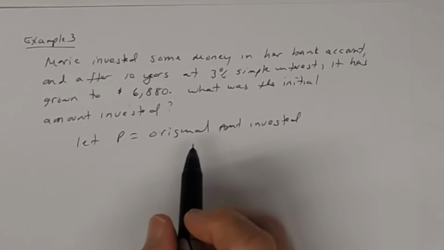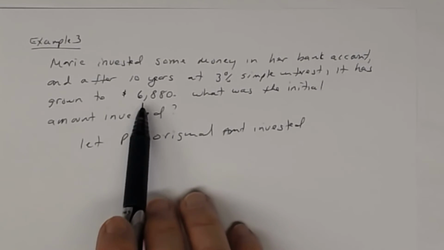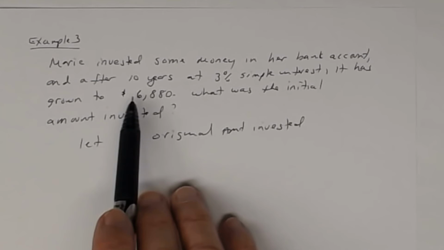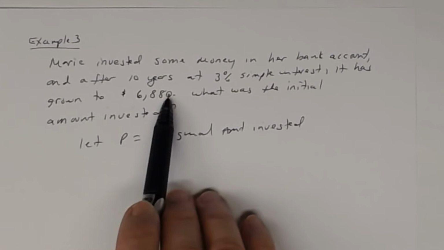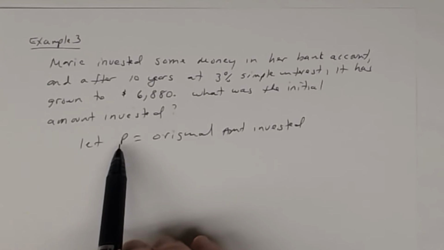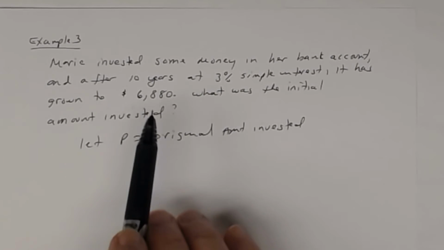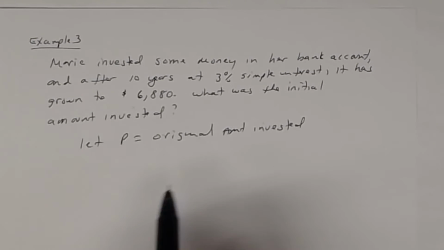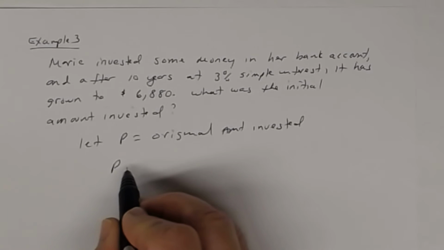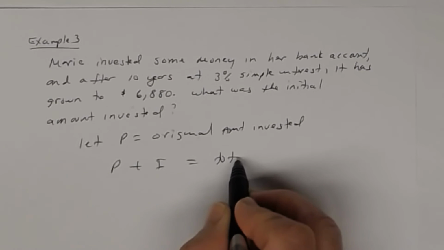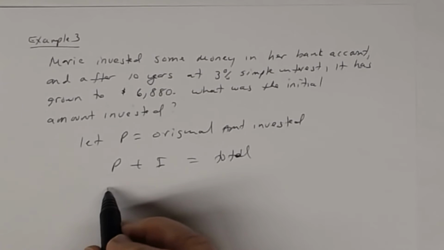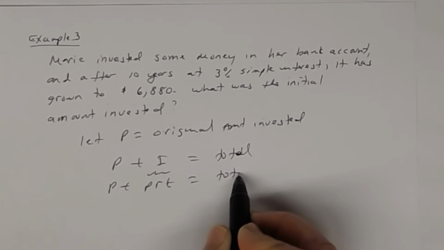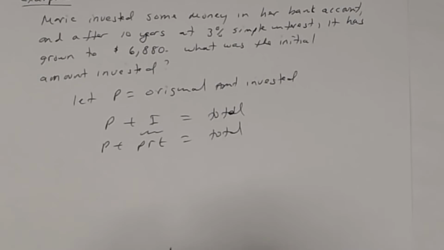All right, and so we know that whatever she originally put in has now grown to this amount. The reason it increased is because of that interest. This initial amount has earned some interest at 3%. And so what we have is the principal plus the interest equals the total, right? Remember, the simple interest formula is PRT, so we can rewrite this as this.